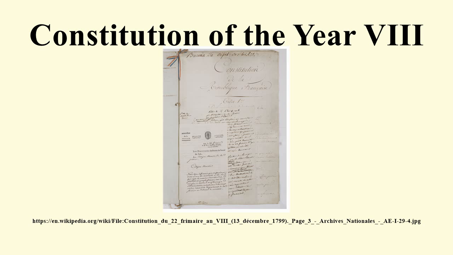Napoleon held a plebiscite on the constitution in December. The vote was not binding, but it allowed Napoleon to maintain a veneer of democracy. The vote was 3 million in favor, and 1,500 against.